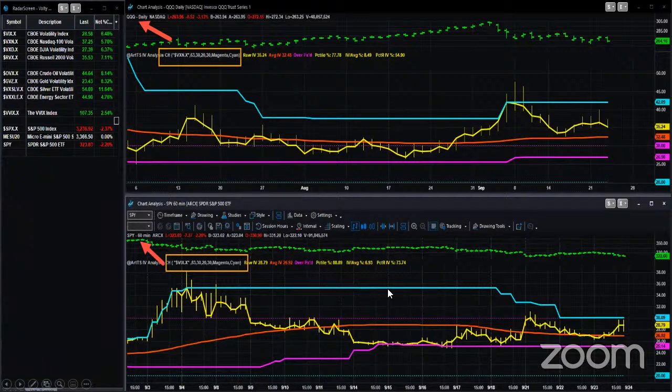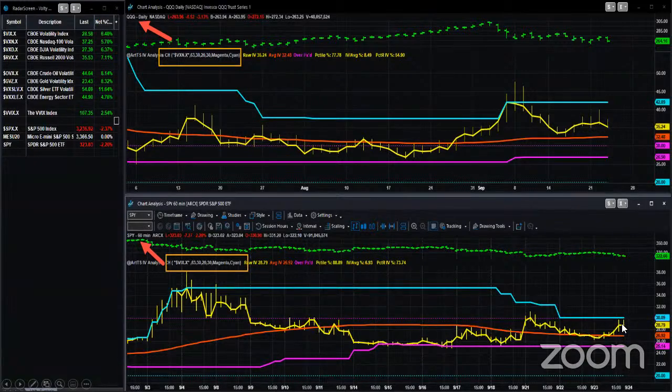The blue line is the highest high over the last 63 bars. That's also an input. You can change how many bars you're looking back. And then the magenta line is the lowest low. And the orange line running through there is the line that I care the most about. That's the average VIX over some number of bars, in this case also 63 bars.